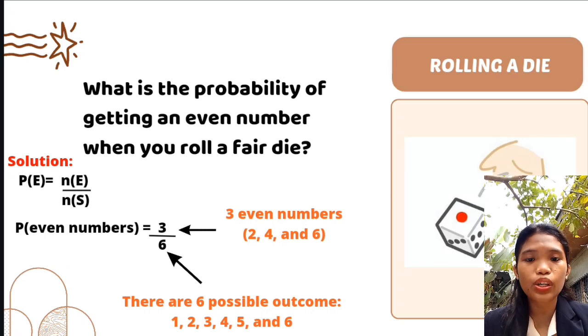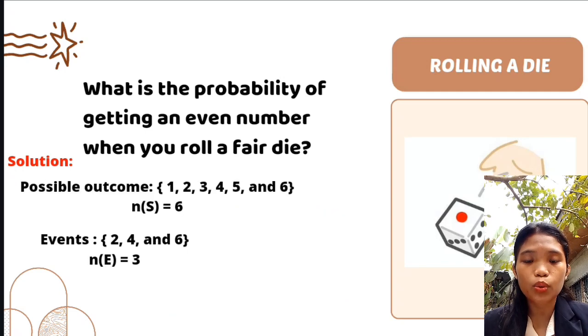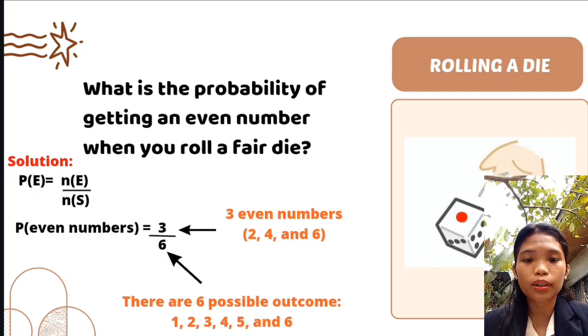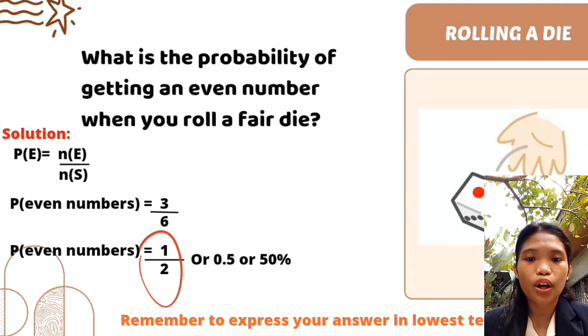And now let's proceed to the formula. The P of event is equal to number of favorable outcomes over the number of total possible outcomes. P of even number is equal to the number of favorable outcomes, which is 3, over the number of total possible outcomes, which is 6. So we have 3 over 6. We will express our answer in the lowest term. 3 over 6 is equal to 1 half. That's our final answer, the P of even number is equal to 1 half.